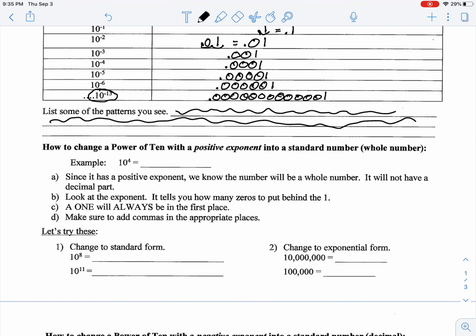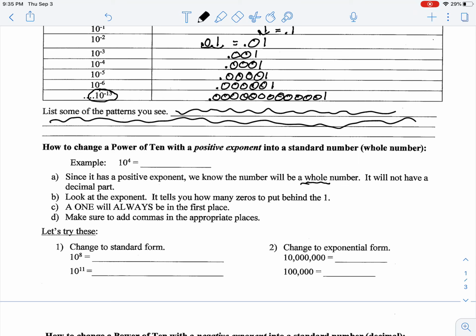Alright, so now we're going to take a look at how we change a power of 10 with a positive exponent into a standard number. Our example here is 10 to the 4th. This is kind of mentioning that pattern I wanted you to write about above. Since it has a positive exponent, we know that this number will be a whole number, no decimal parts.